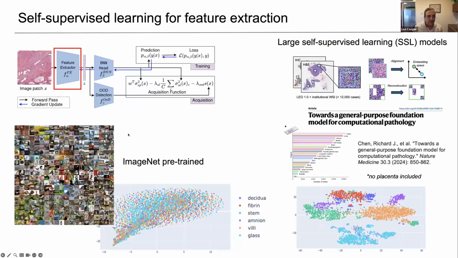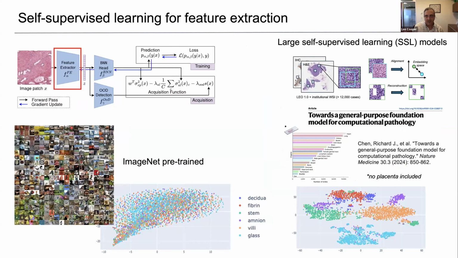This feature extraction step that I mentioned, where you embed these images, is really a critical step. And there's a lot of different ways to do that. When we started the grant, a lot of people were using models that had been pre-trained on natural images. You've probably heard of ImageNet. If you use this ImageNet encoder and you embed a bunch of labeled placenta regions into your latent space, you don't really see any separation between the different classes.